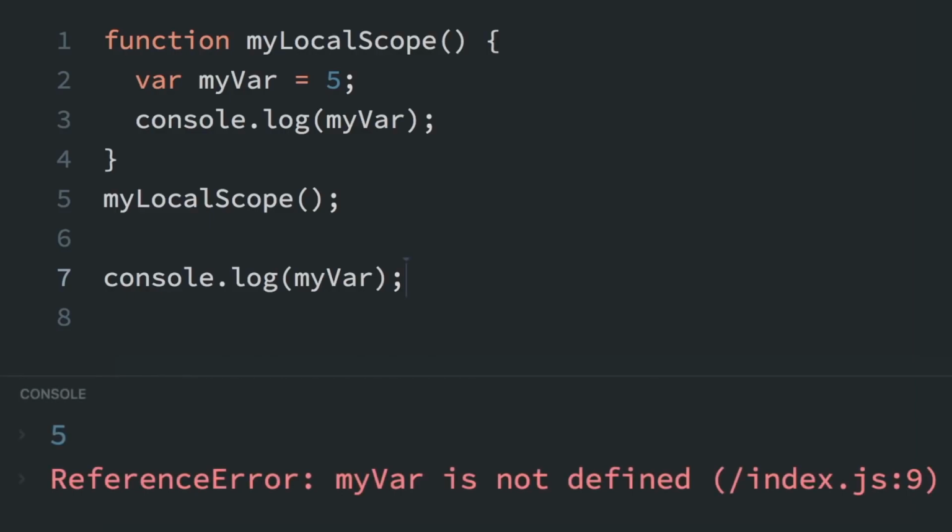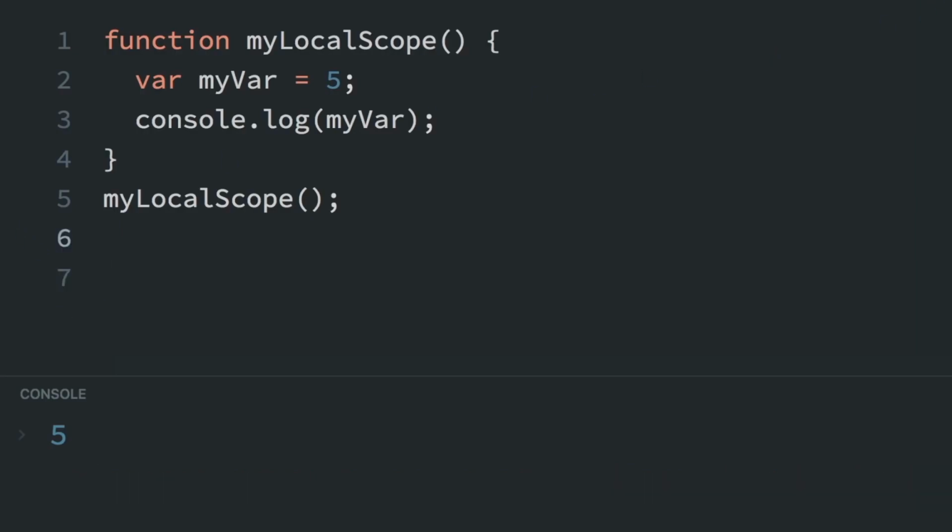You can see in the console that first there's a 5 because it console.logged within the function. Then there's an error because it tried to access myVar outside of the function. So really we just need to delete this where we try to access the variable outside the function. And now there is no error.